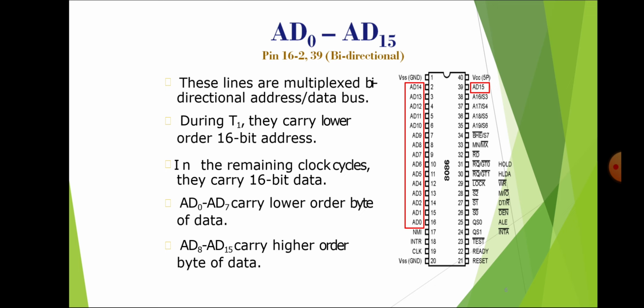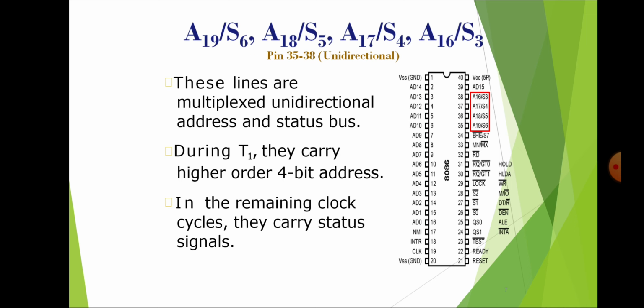AD0 to AD7 carry the lower order byte of the data, and AD8 to AD15 carry the higher order byte of the data. So in T1 they carry the lower order 16-bit address, and in the remaining clock cycles they carry the 16-bit data. Both AD lines can carry data and address, so that is called bidirectional.